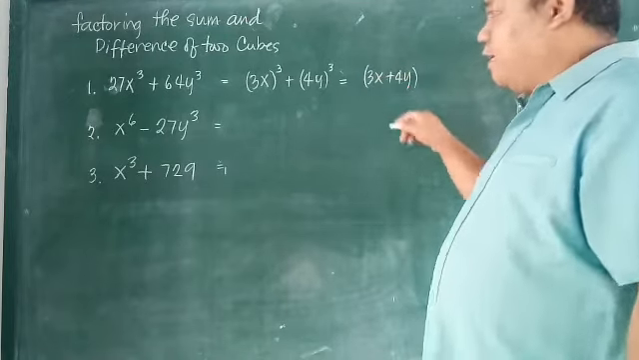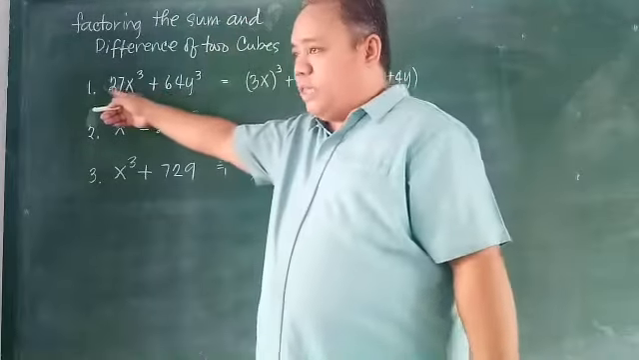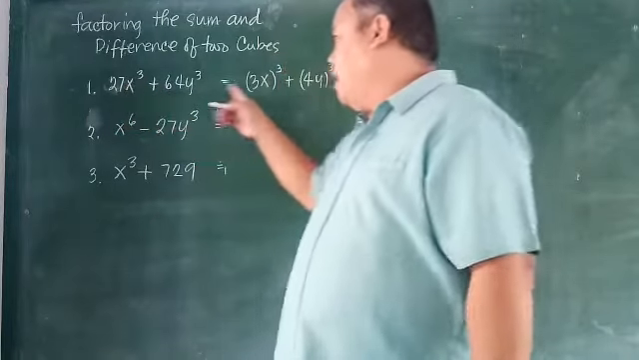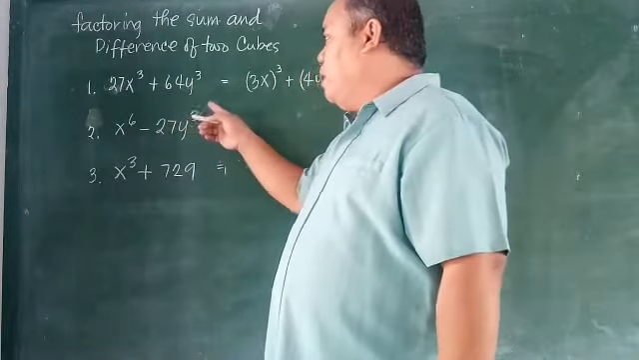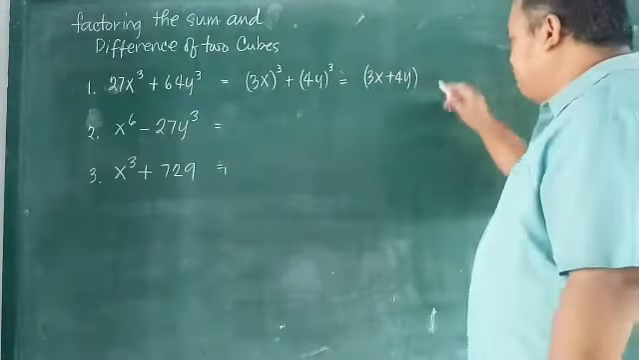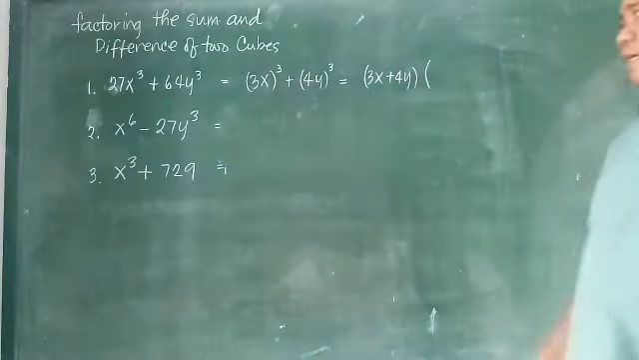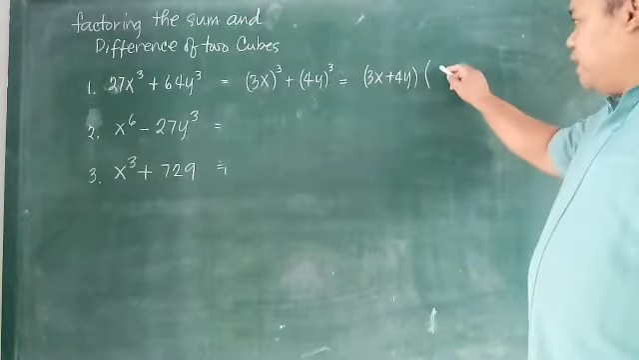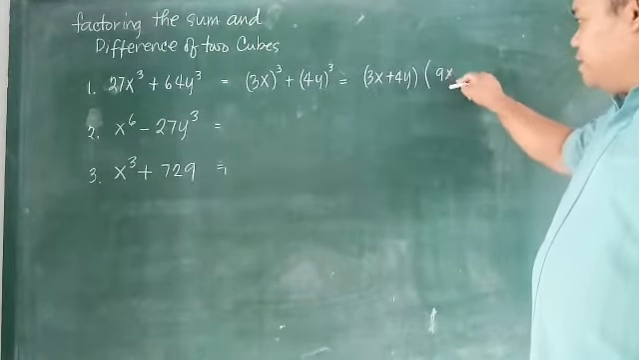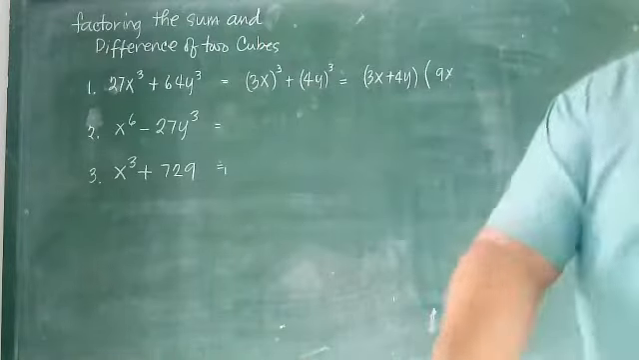And that's what we do: find the cube root of 27 and of x cube, that is 3x. Find the cube root of 64 and y cube, that is 4y. And then after that, this will be the next factor. Square of the first term. Square of 3 is 9, so that is 9x squared.